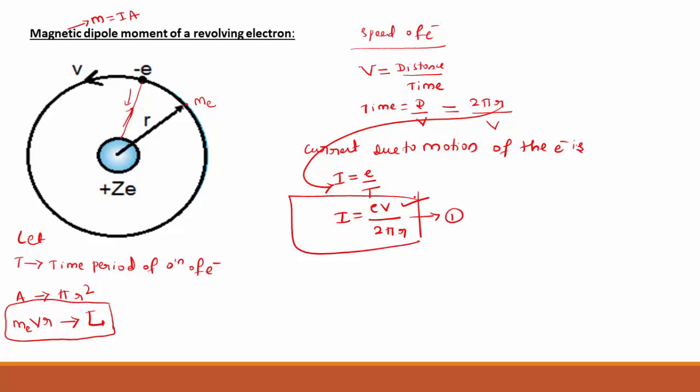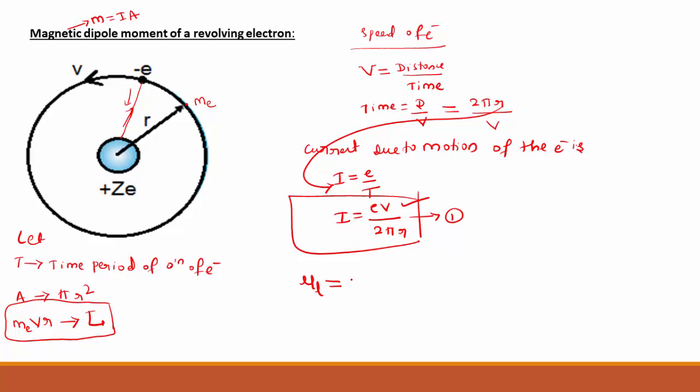And the magnetic moment is associated with a revolving electron. Mathematically, the magnetic moment is denoted by the symbol small m, or when it is associated with the revolving electron with angular momentum, we write mu l. The magnetic moment is associated with the electron when it is revolving around the nucleus in a circular orbit.